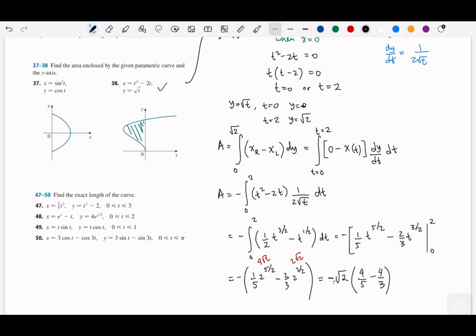Which one? This one? I mean, source integral. X is a function of y. X equal function of y. The right one minus the left one. Usually, if you remember the area between curves, we have something like this.